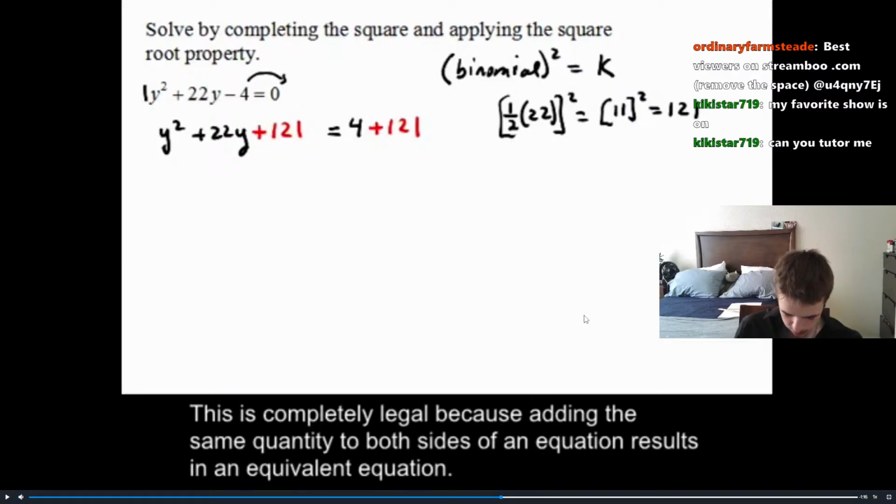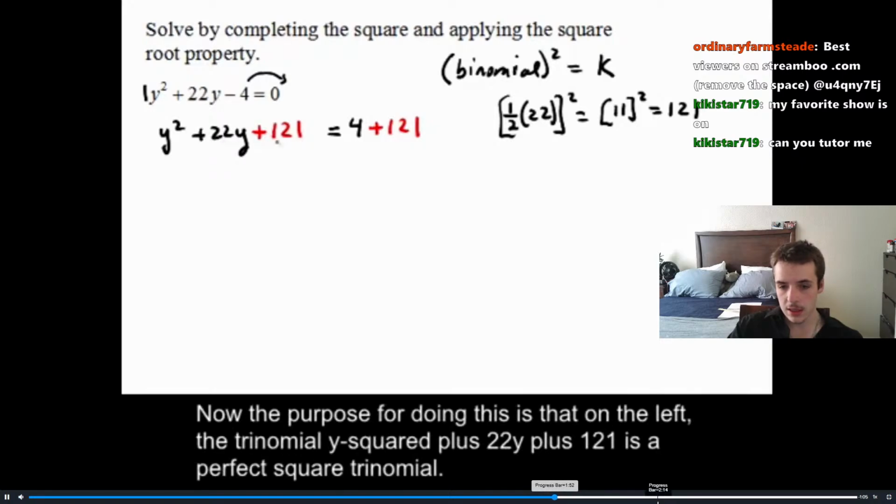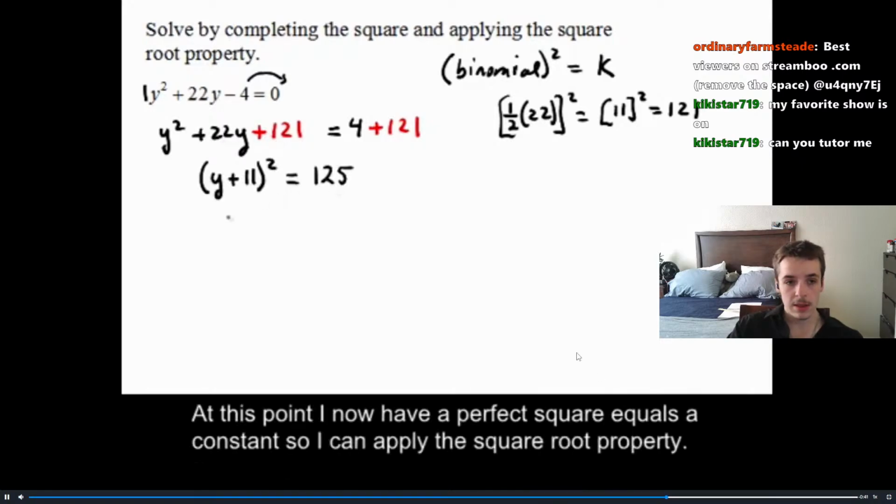y squared plus 22y. Then you move the 121 down, plus 121. I guess you add the same number to both sides, I guess. So y squared plus 22y equals 4 plus 121. So I can apply the square root property, because that makes perfect sense.